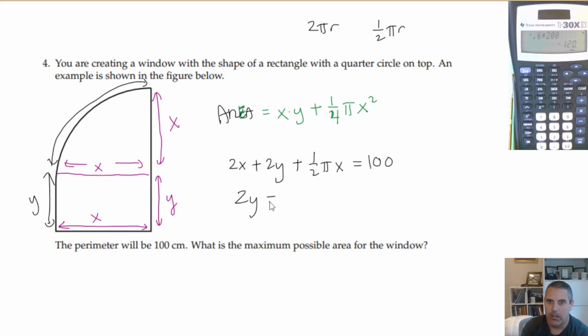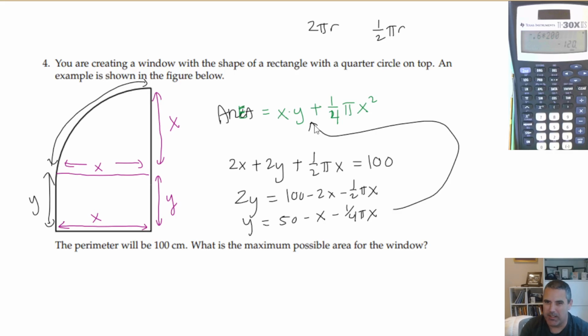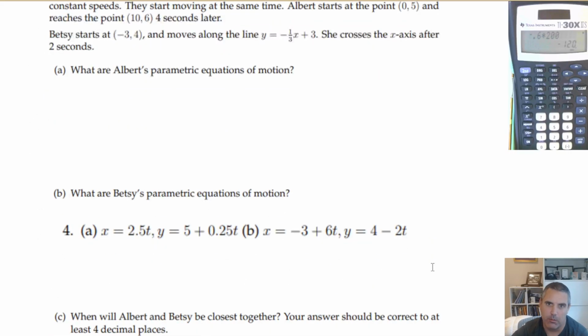So we get 2y is equal to 100 minus 2x. Sometimes when there's a pi, that throws people off. Divide everything by 2. Shove this in here, expand everything out. That's a quadratic. Find the vertex and interpret.